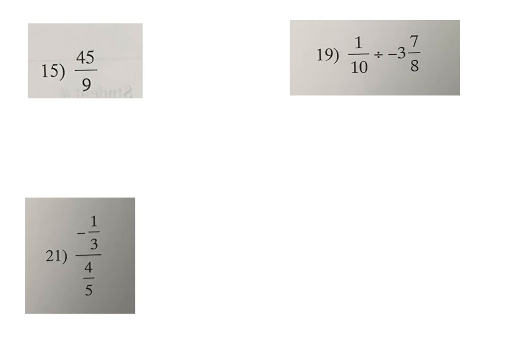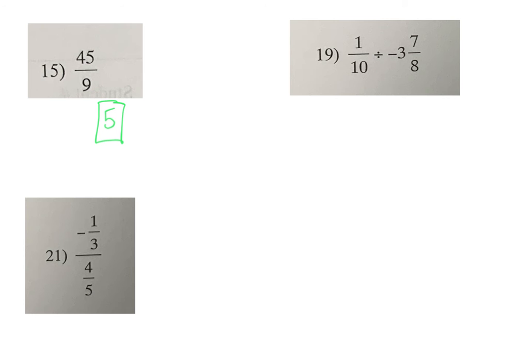Division. For division, I chose these three, 15, 19, and 21. 15 is pretty straightforward. While it looks like a fraction, remember fraction just means division. So it's basically just 45 divided by 9. They're both positive, so my answer is going to be positive. So 45 divided by 9 is 5, and that is my answer.